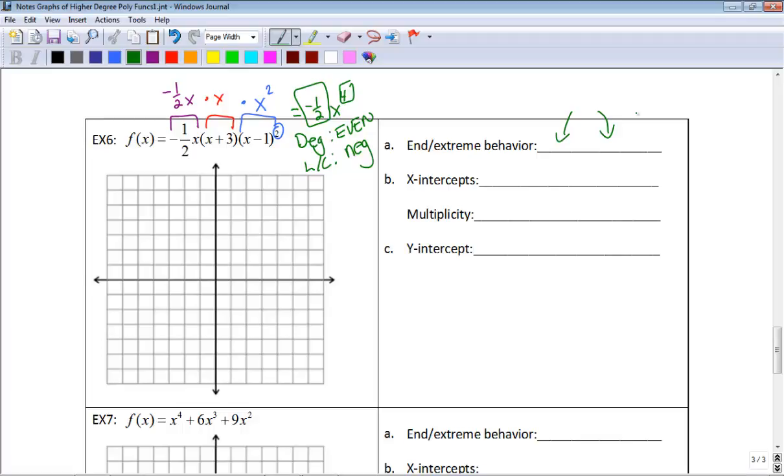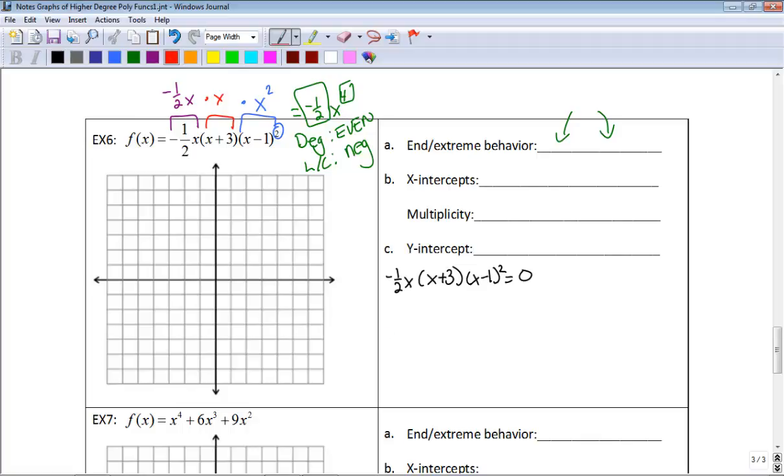X-intercepts. What are the x-intercepts? Well, remember you find those by setting the function equal to 0 and solving for x. Now the reason that I did not want you to multiply this out is if you did actually multiply this out, the next step is to factor. So you'd be wasting time. So never multiply it out more than we did up here.